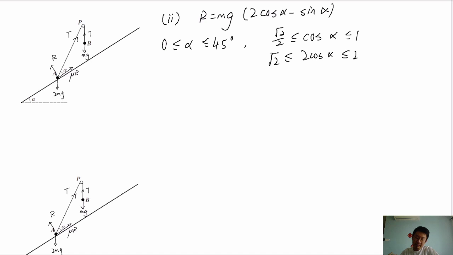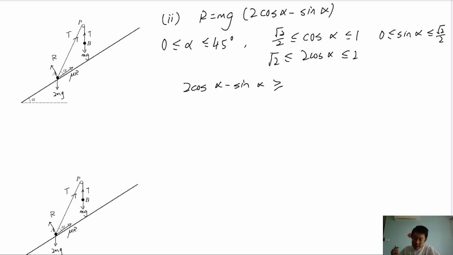Okay, we can do the same thing for sine alpha. When alpha equals 0, sine alpha is 0, and when alpha is 45, sine 45 is root 2 over 2. So if we consider the whole thing together, 2 cos alpha minus sine alpha, we want to prove that R is greater or equals to something. So we have to show that this expression, 2 cos alpha minus sine alpha, is greater or equals to root 2 over 2.